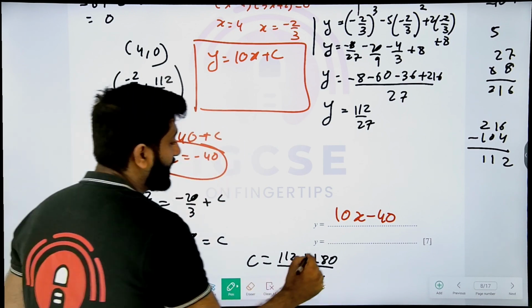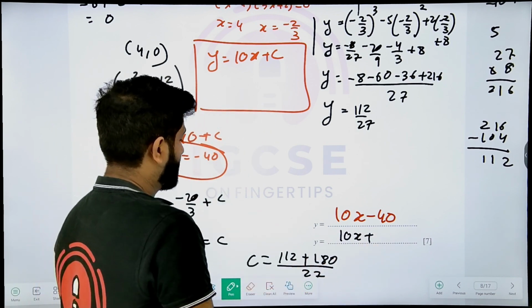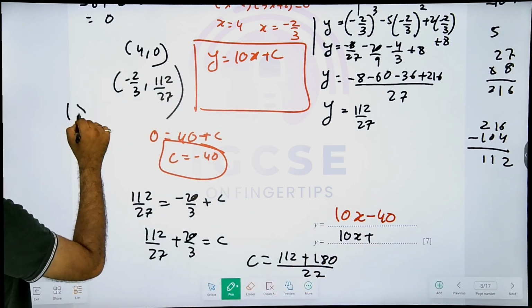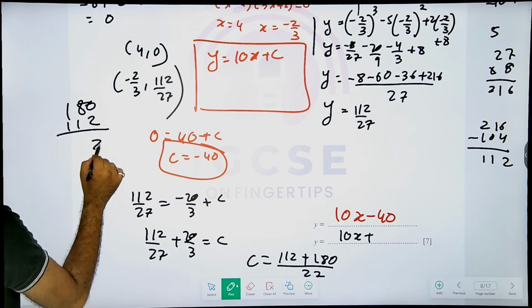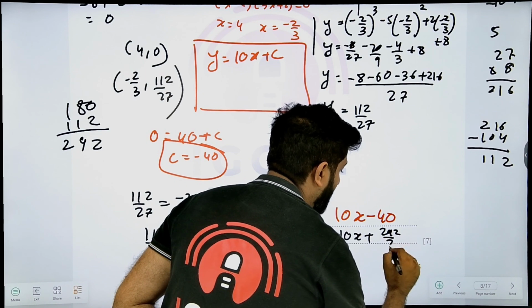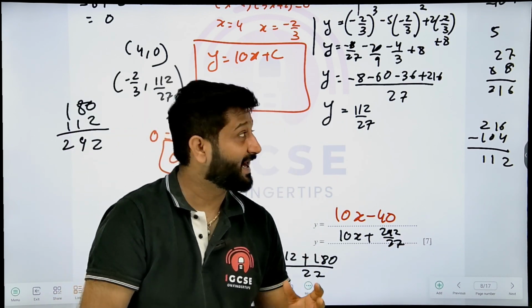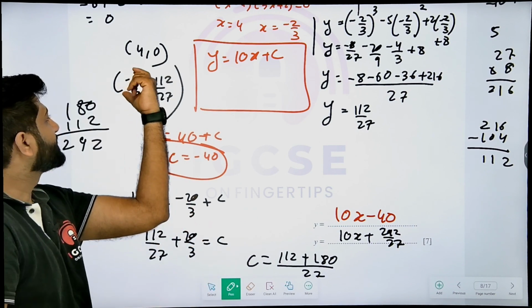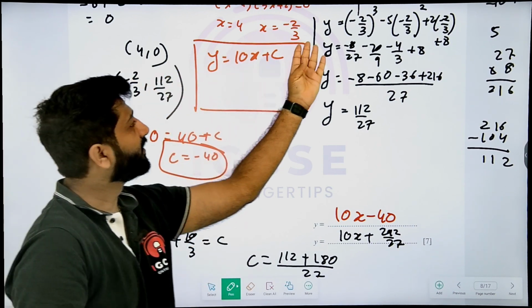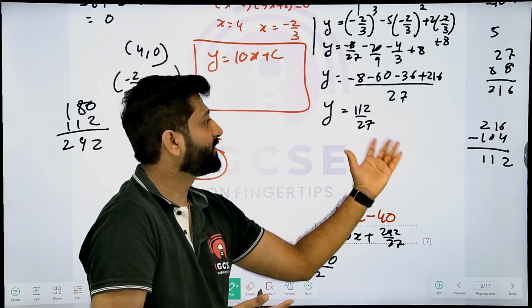So now the equation is 10x plus 180 plus 112, 292. So you have 292 by 27. Ideally, if this is a non-calculator paper, you won't get this kind of multiplication, but even if you do get this kind of multiplication, this should be your answer.